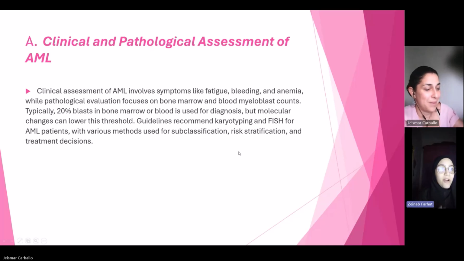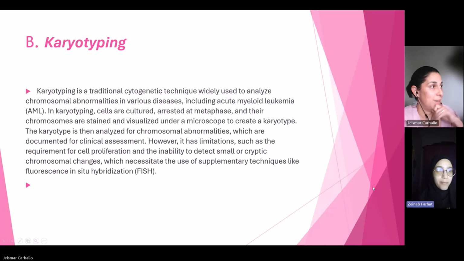Anyway, the second method is karyotyping. Karyotyping is a cytogenetic technique widely used to analyze chromosomal abnormalities, which help us to identify AML and its type. In karyotyping, we culture the cells, we arrest them at the metaphase stage, and then we stain them, visualize them, and arrange them in order. And that's how we could detect the translocations or the inversions in the chromosomes. However, this has a limitation because we require cell proliferation and it is unable to detect small or cryptic chromosomal changes.